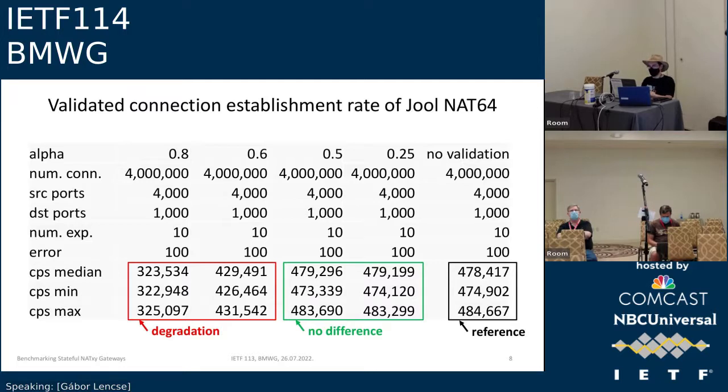In the first two columns, we can see some serious degradation. It means that the trouble was that alpha was too high. But if you see 0.5 and 0.25 for alpha, then there's practically no difference. Of course, you can see some differences because they are computers and some random events may happen. The median is between the minimum and maximum values, and there's very little difference from the reference value, so these values make no difference. These are the correct values for validation.